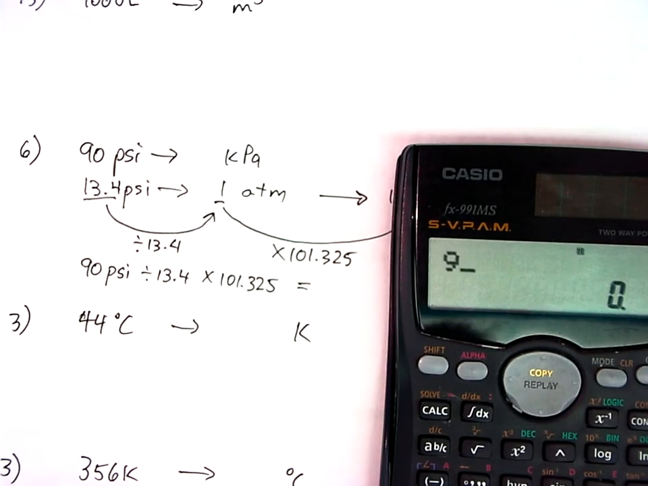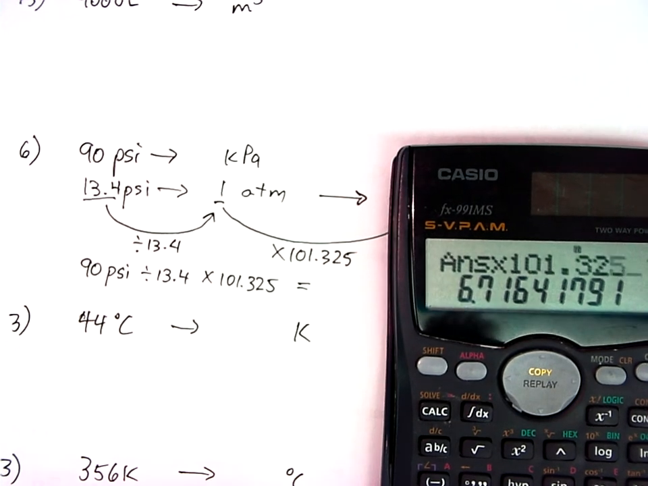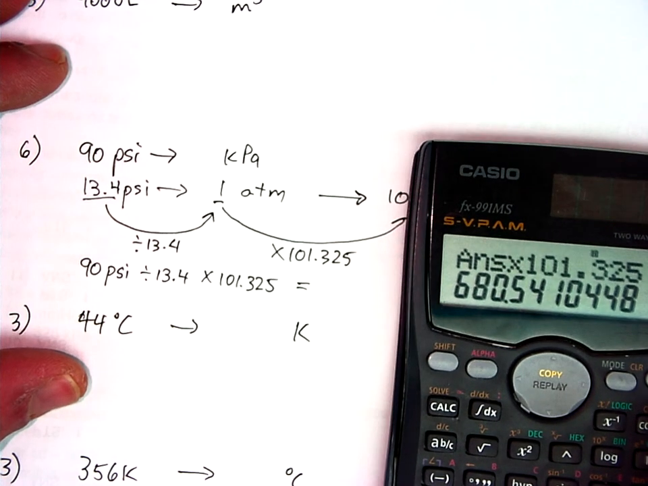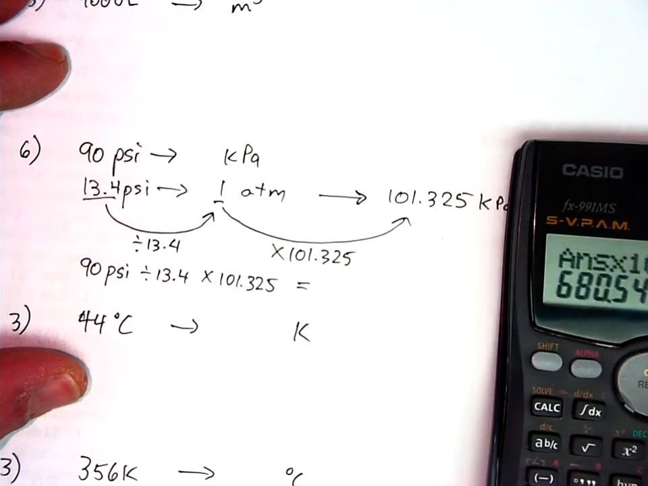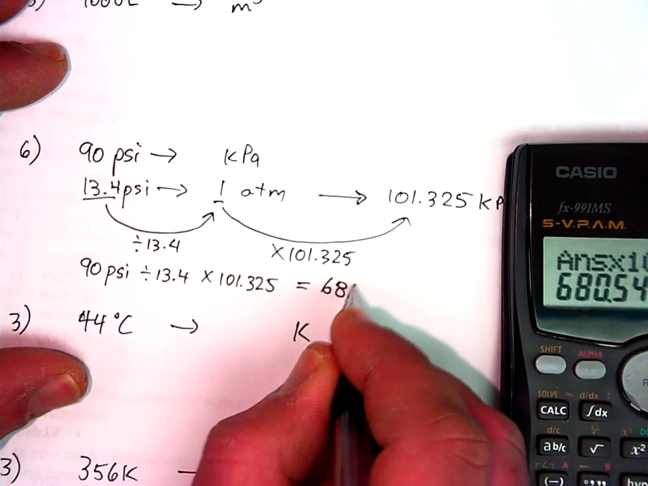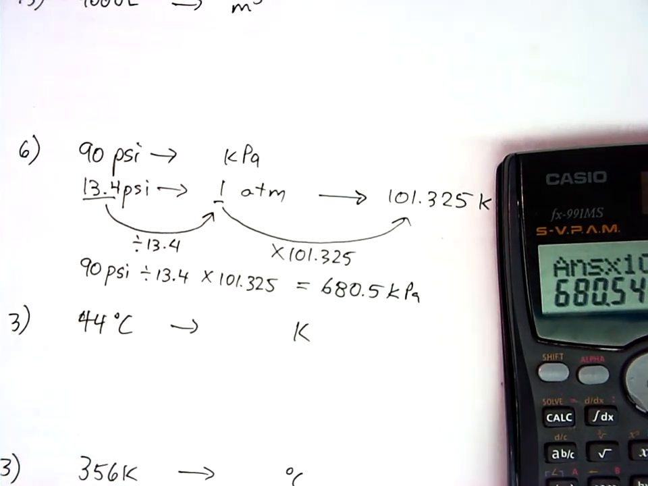So 90 divided by 13.4. If we just needed to stop there and get atmospheres, that's how many atmospheres we'd have, 6.72. We don't have to. I'm going to leave my value in the calculator and multiply by 101.325. And I get my number of kilopascals, so it's 680.5 kilopascals.